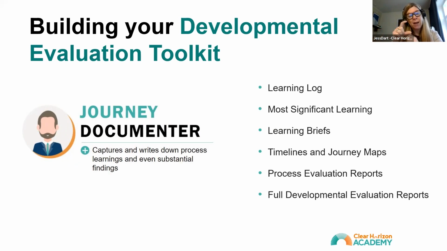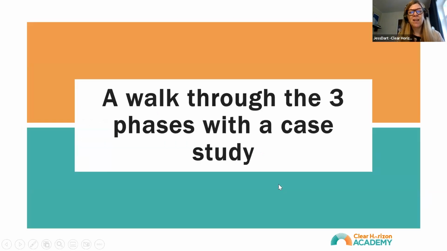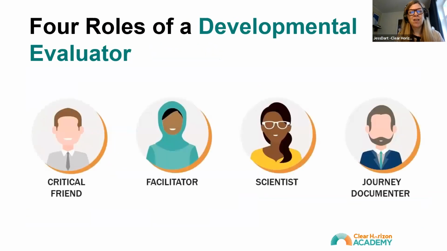You can write little micro reports, like learning briefs, we call them, like 2 pages long, about a learning log. There's a nice technique called most significant learning, which is a story that you capture about what you're learning. And you can also do process evaluation reports or the full evaluation report, but it's a really important role. Okay, so I'm just going to go back to show you all 4.